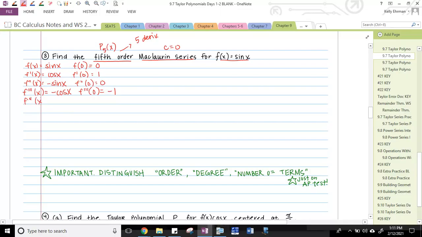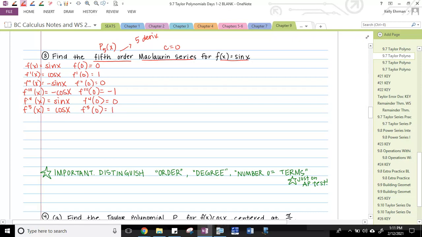Fourth derivative. Something to know about sine and cosine, it takes 4 derivatives to get back to the original equation. The derivative of negative cosine of x is positive sine x. So the 4th derivative will always be equal to the original function. That's kind of just a handy thing to know, I think. Comes into play every now and then. Sine of 0 is 0, and we're supposed to get to the 5th order, so take one more derivative. Get you back to cosine. The cosine of 0 is 1.